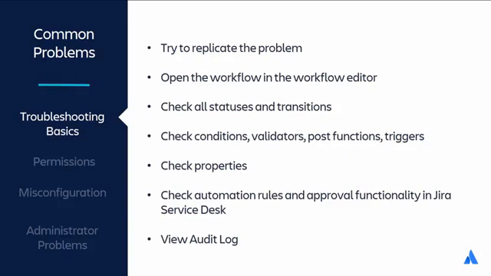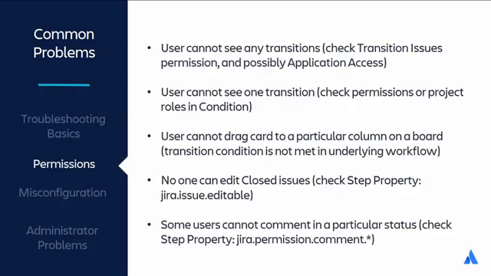View the workflow in the workflow editor. This allows you to see all the statuses and transitions into and out of each status. Similarly, check validators, post functions, and triggers to see what is configured. Check step and workflow properties, if any. And in Jira Service Desk, check automation rules and approval functionality, possibly adding test users into the approvers field. View the audit log for recent workflow changes.